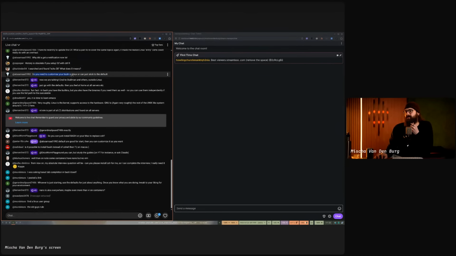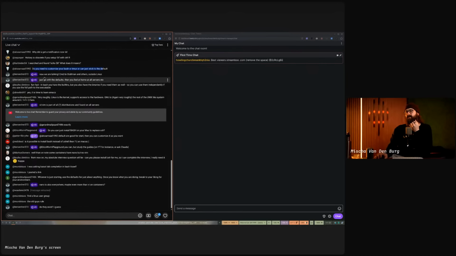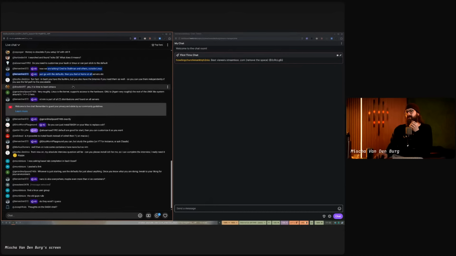Do you need to customize your bash or tmux, or can you just stick to the default? Yes, you can stick to the default as much as possible, and eventually you can start rising a little bit. Now we're talking. The Stallman, and the others. Yes, exactly. Just go with the defaults.